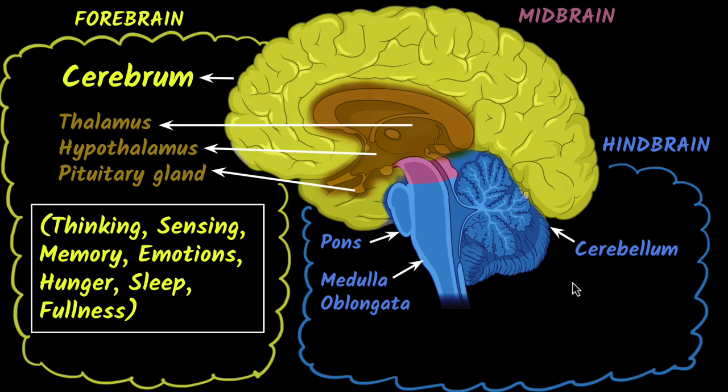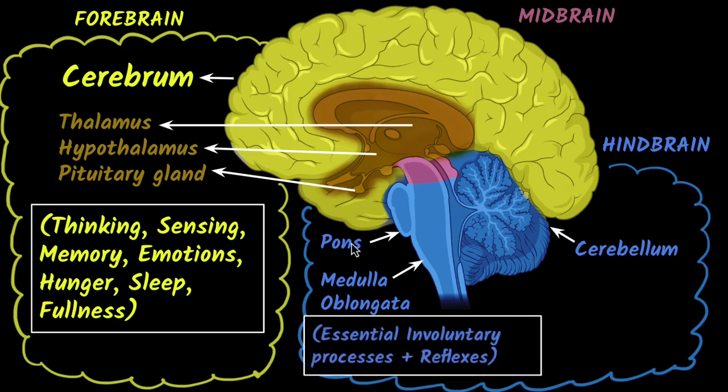So what are the functions of the hindbrain? Well, if you look at the medulla oblongata, the brain stem, its main function is controlling the essential involuntary processes, like your heart beating, your breathing, all the important involuntary processes that are necessary to sustain life. They are controlled by the medulla oblongata. Along with that, some of your reflexes also go through the brain. And some of these reflexes are also controlled by the medulla.